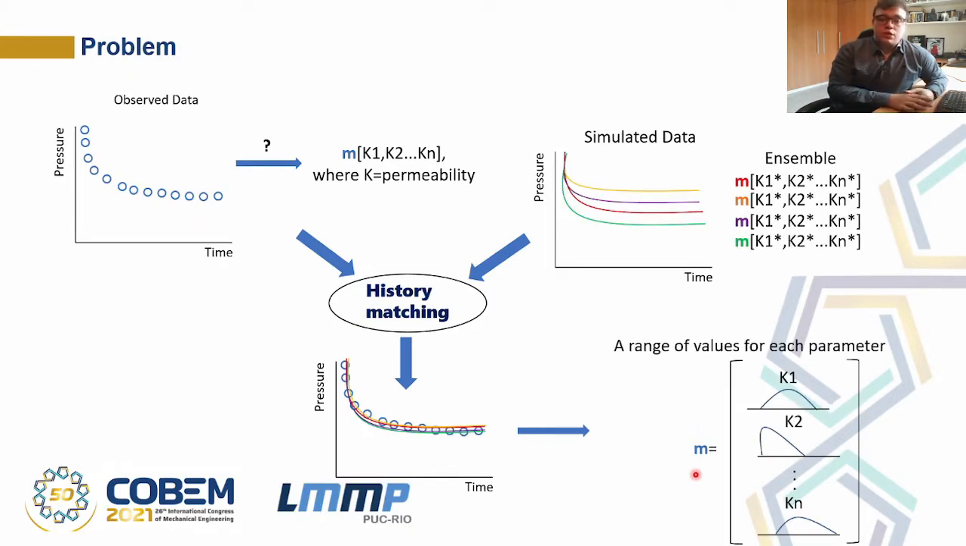In order to estimate a range of values as response, we use an ensemble of simulated models and make the history matching using an ensemble-based method to obtain a range of values as response for each parameter.